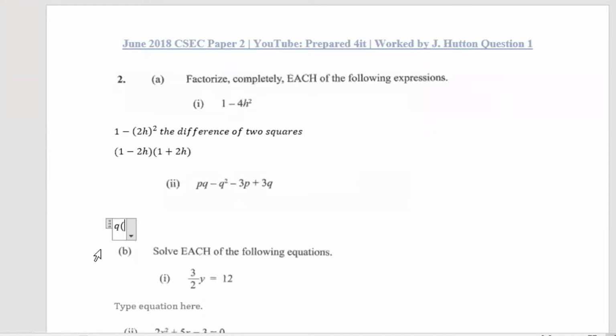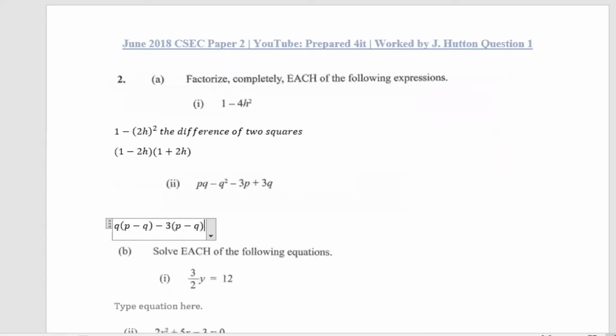So what we'll have is q into pq will leave us with p, and the q into a negative q squared will leave us with minus q. And then we have for the second portion, which is the minus 3p plus 3q, what we're using as our common factor is minus 3, and we're saying minus 3 into minus 3p will leave us with a positive p, and minus 3 into a positive 3q will leave us with a minus q.